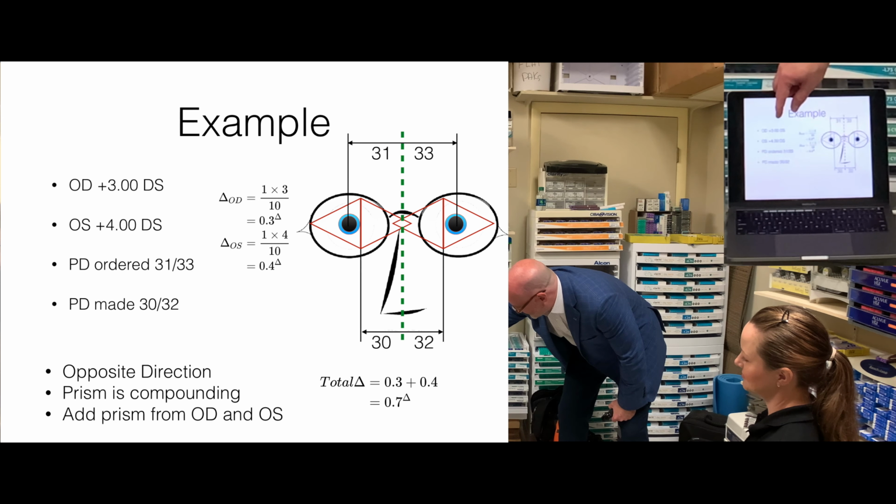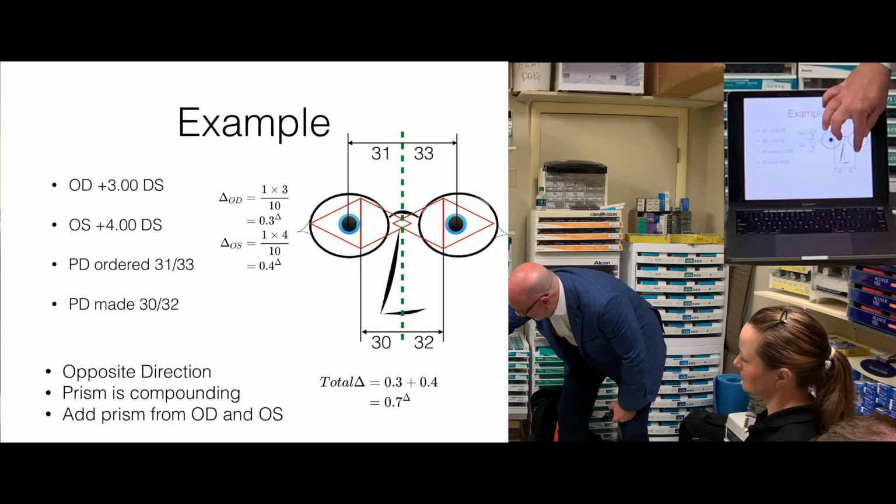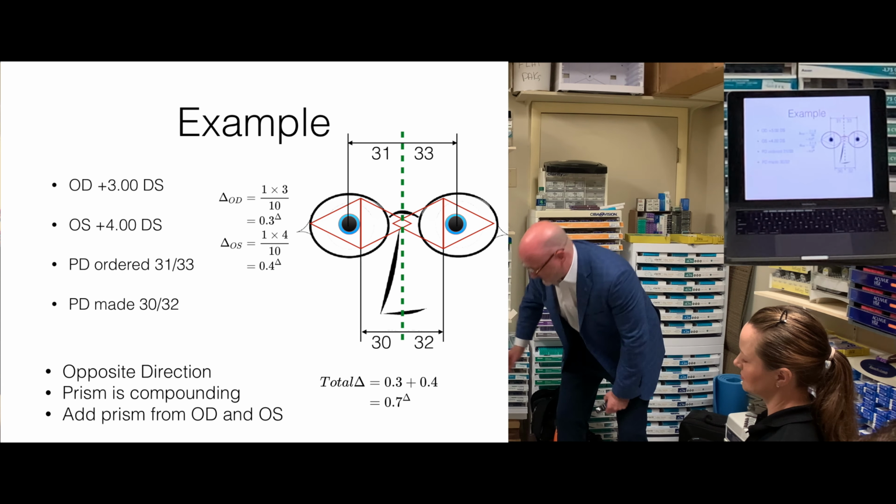So the right eye is plus 3, left eye is plus 4. PD ordered is 31/33. The PD made is 30/32. So again, the distance from here to the pupil is 31. However, the optical center to where it was made is 30. Same thing here is 33, 32. So you can see it's more narrow. So that's base in and base in, right?